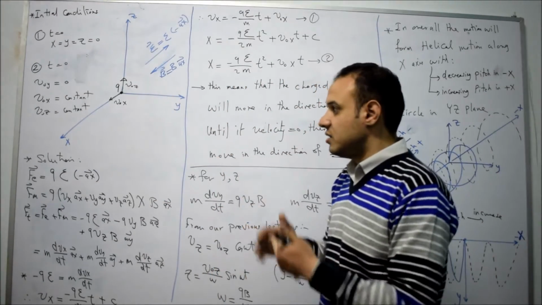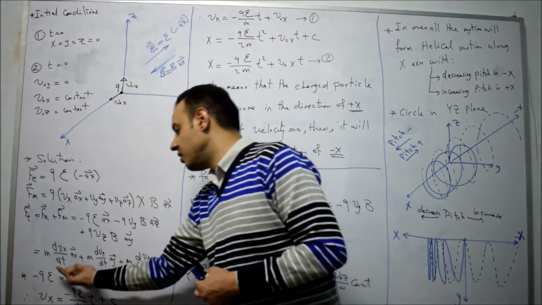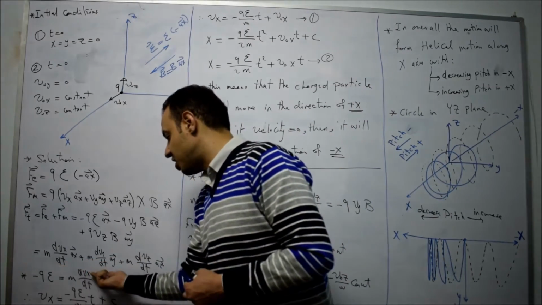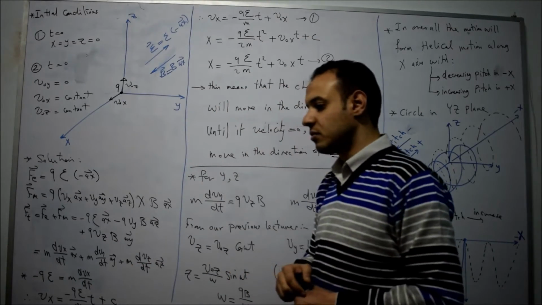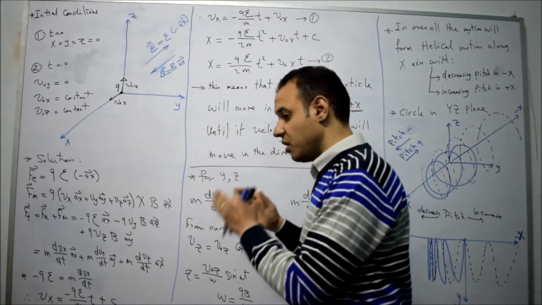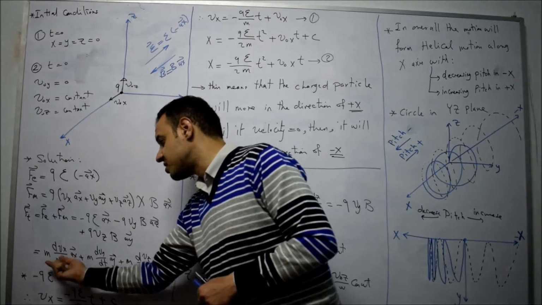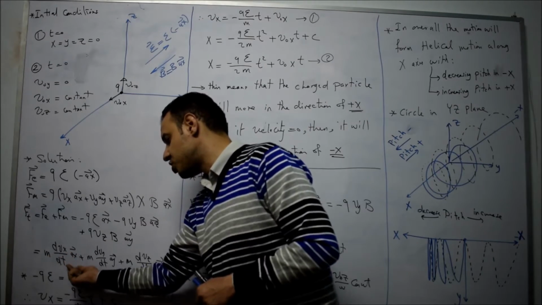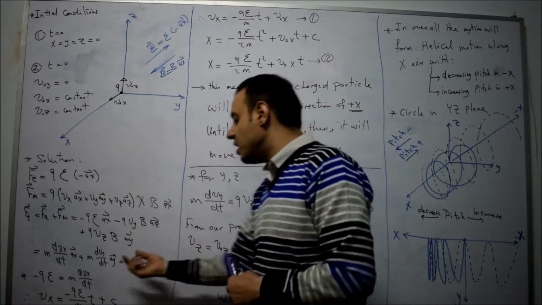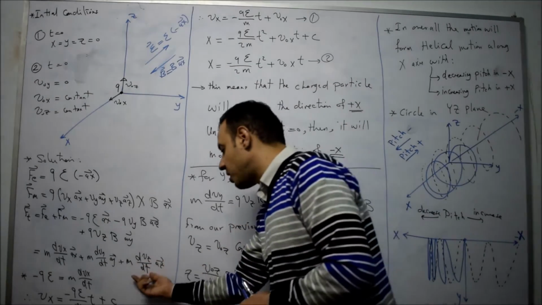In general, the acceleration is in three directions, three components: direction in x, direction in y, direction in z. The acceleration is just the derivative of the velocity with time. So m, the acceleration in the direction of x is dvx by dt in the direction of x. The acceleration in y is dvy by dt ey. The acceleration in z is dvz by dt ez.